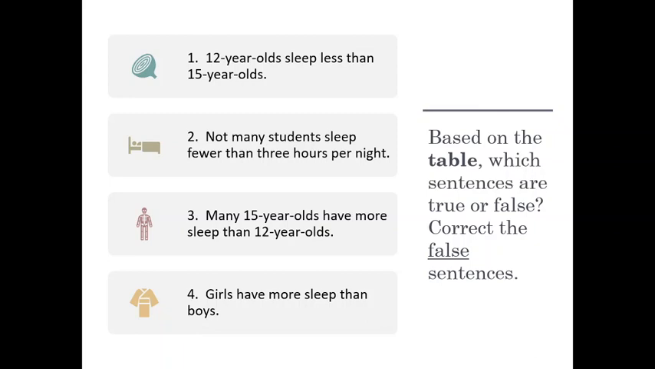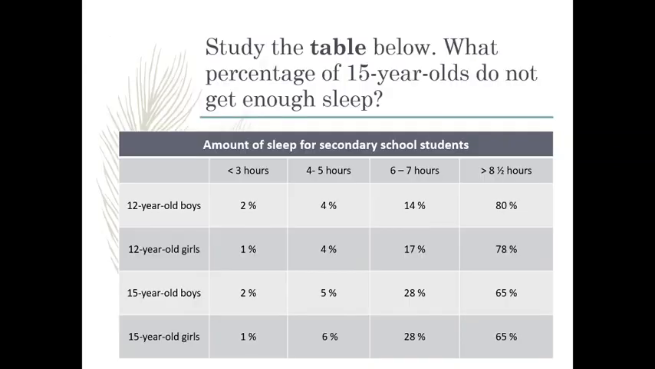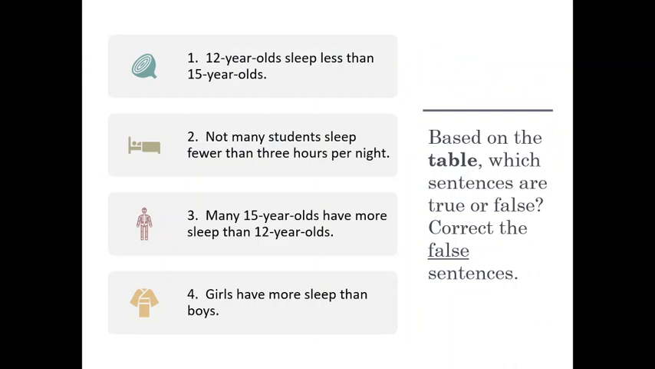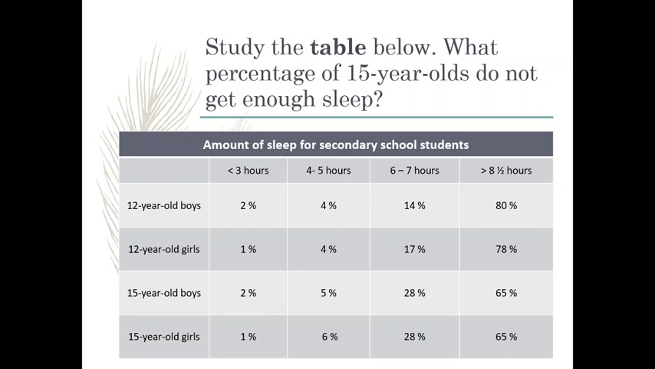The first one, 12-year-olds sleep less than 15-year-olds. Is it true or false? It is false. Why? Because 12-year-olds sleep more than 15-year-olds. Number two, not many students sleep fewer than 3 hours per night. This is fewer than or less than 3 hours per night. So the answer is true.